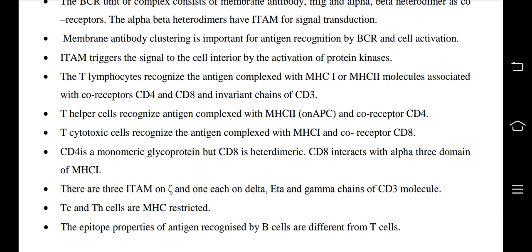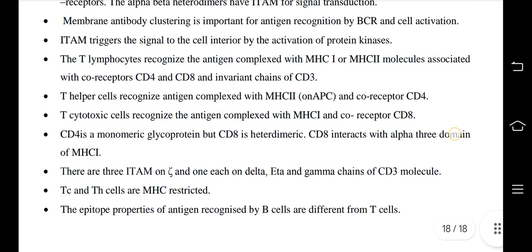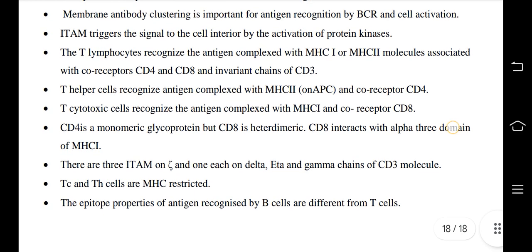T lymphocytes recognize the antigen complexed to the MHC1 or MHC2 molecules associated with co-receptors CD4 and CD8 and invariant chains of CD3. T helper cells recognize antigen complexed with MHC2 on APC and co-receptor CD4. T cytotoxic cells recognize the antigen complexed with MHC1 and co-receptor CD8. CD4 is a monomeric glycoprotein, but CD8 is heterodimeric.